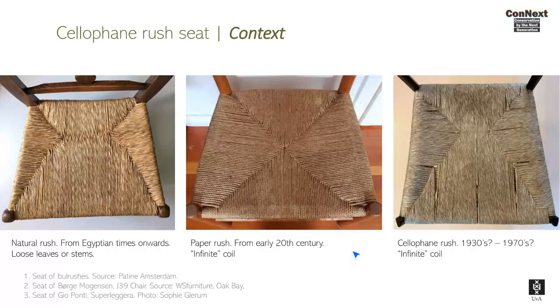In the early 20th century, paper rush was developed, which consists of strips of paper twisted into a coil. The huge advantage of this is that the material can be pre-produced by machines into an almost infinite coil, so that the matting becomes faster and much easier. About the origin or the production of the cellophane rush, I wasn't able to find much. A US patent I found suggests that color cellophane rush might already have existed in the 1930s. But the chairs that I've looked for and found that have a cellophane rush are only the Leggera and the Superleggera of Gio Ponti, and in one case also a Chiavari chair.